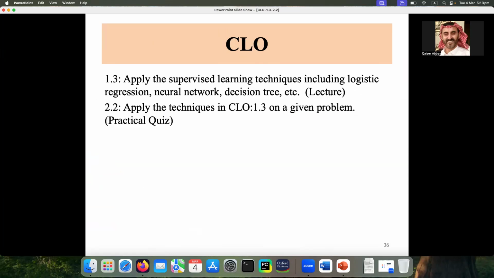So previously we finished logistic regression, and we are still in the same CLO, but I revised it again because at least we can say that logistic regression is finished. Now we are going to start the neural network, and then we will go with the decision trees, and then it will end. Okay.